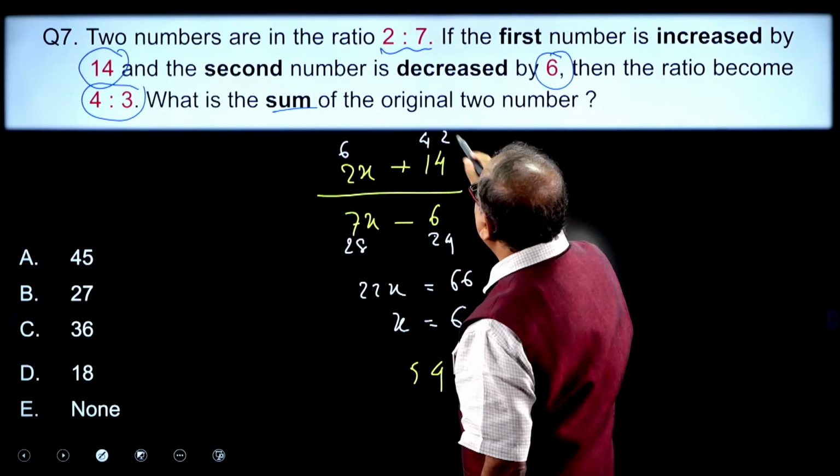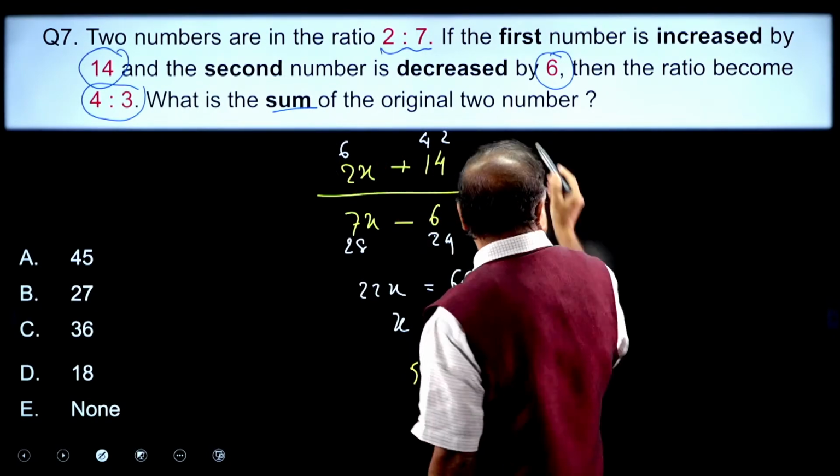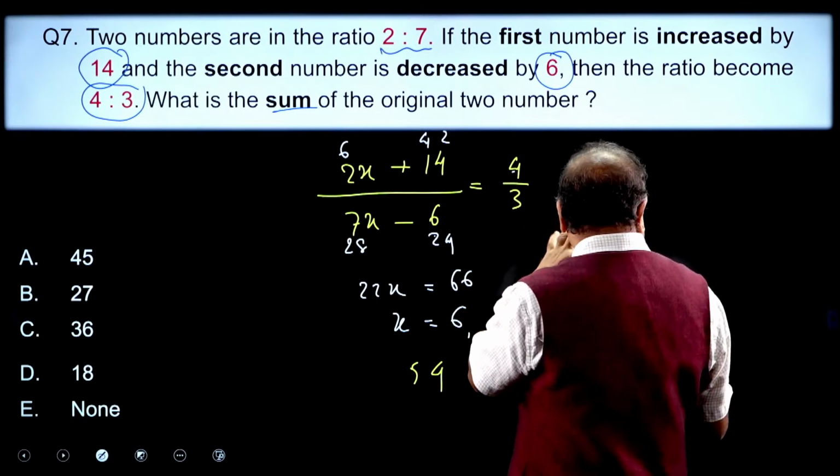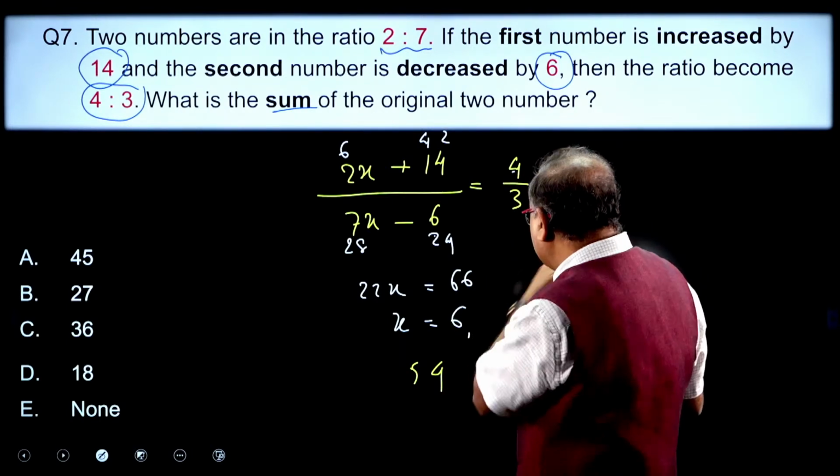Is that the question asked? What is the sum of the original numbers? Sum of the original numbers is, x is equal to 3.